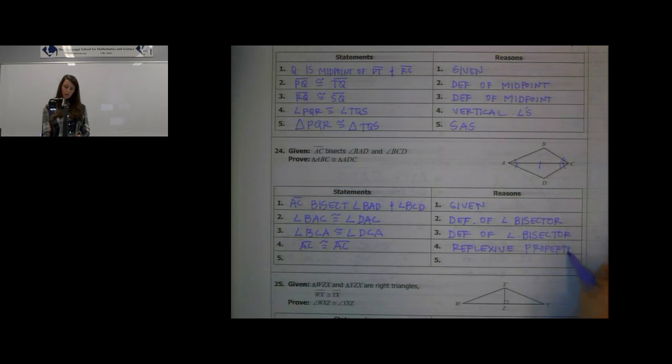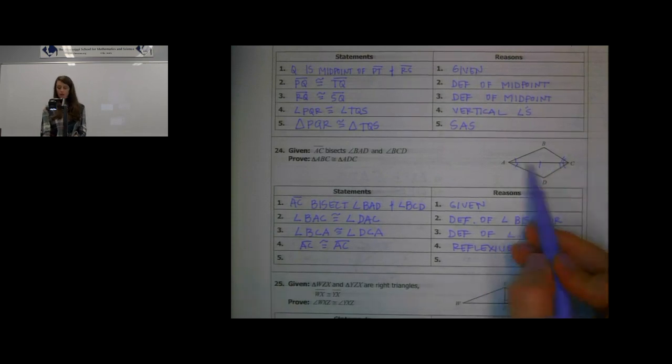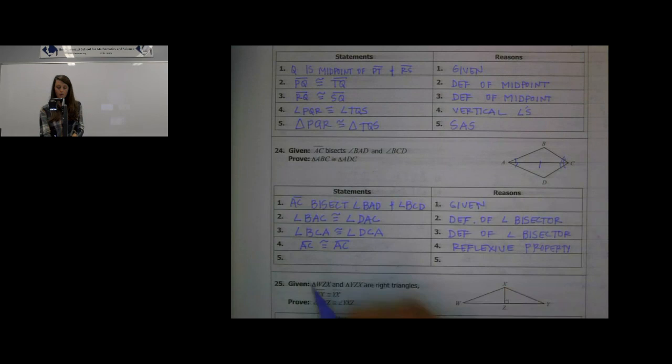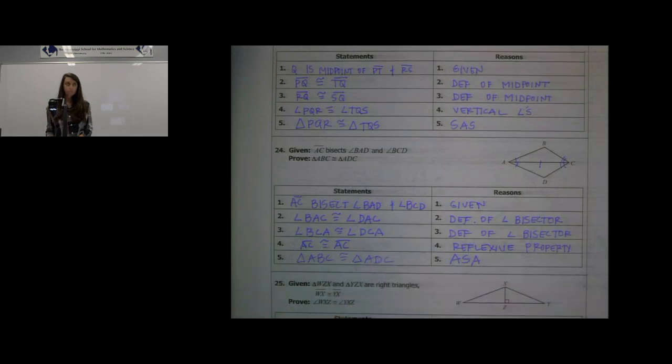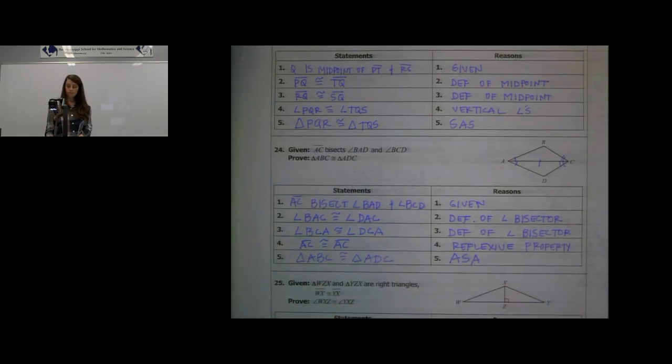Okay, now what do I have? I have an angle, included side, and an angle. So by angle, side, angle, these are going to be congruent. So triangle ABC is going to be congruent to triangle ADC.